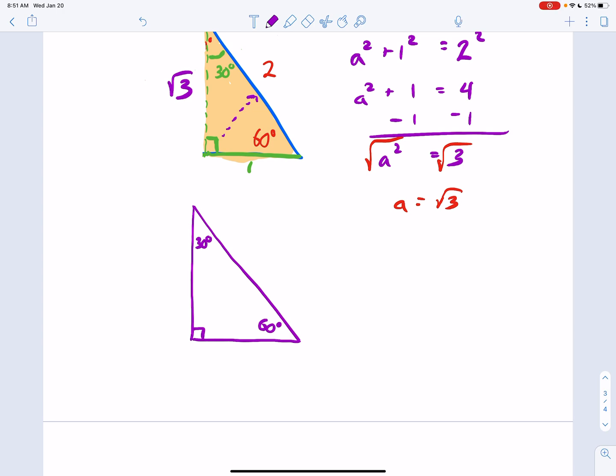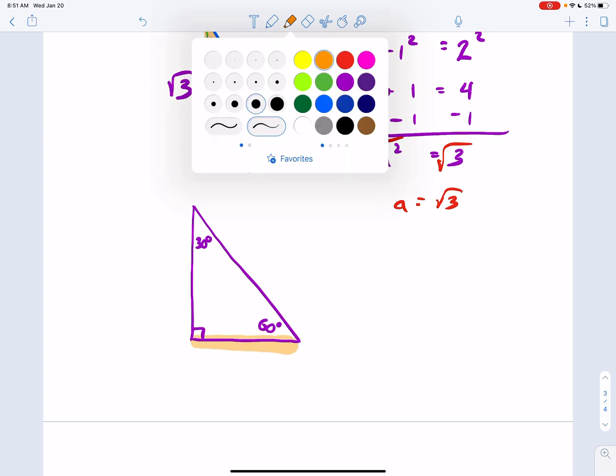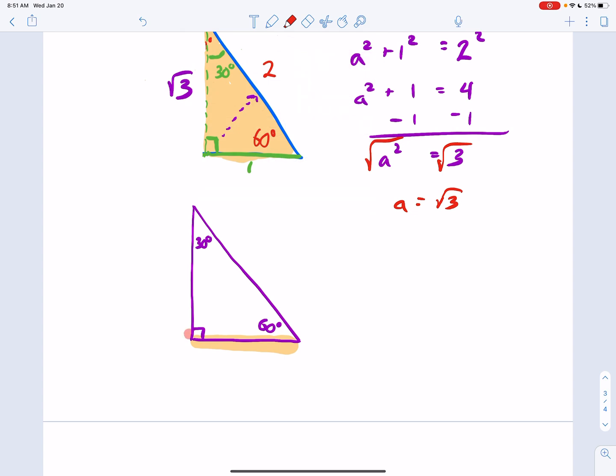So the rule is the bigger the angle, the bigger the side, right? So if you notice, opposite of 30 degrees is this length right here, in orange. And opposite of 60 is that opposite side right there. So notice how when the angle is larger, the opposite side is larger, right? So just keep that in mind for a second.